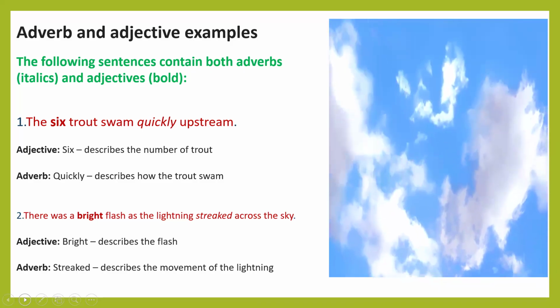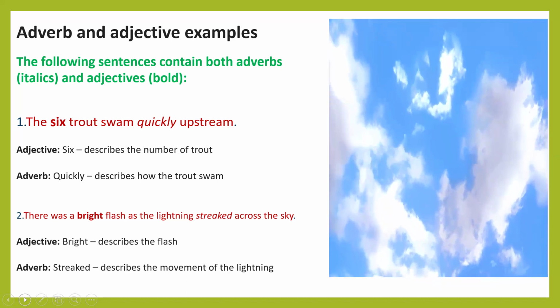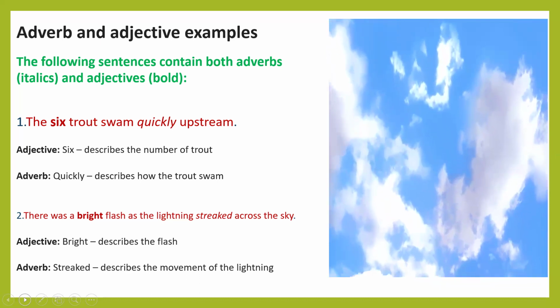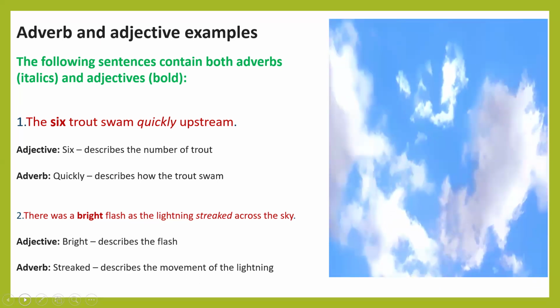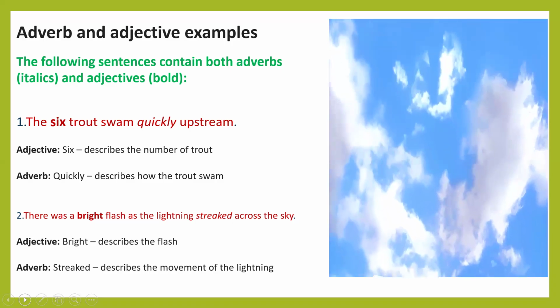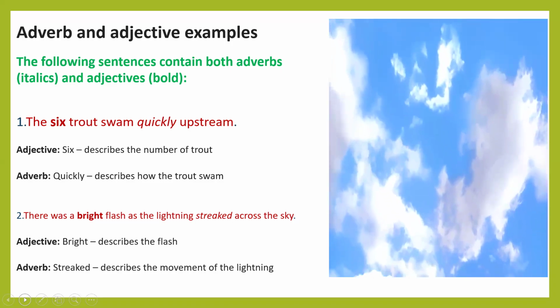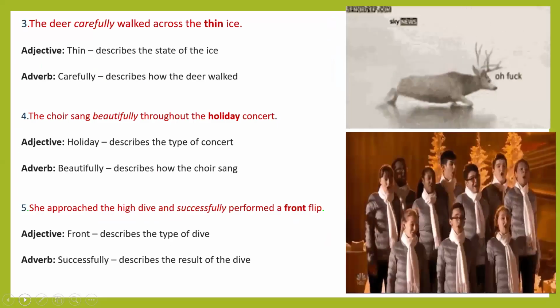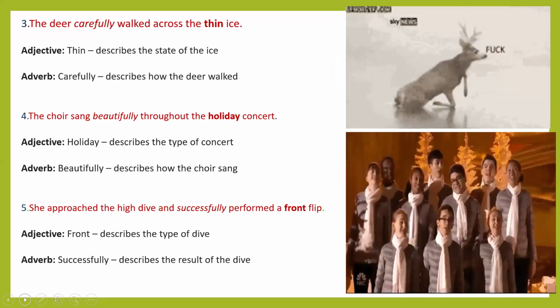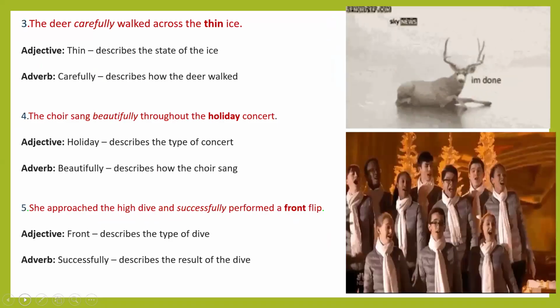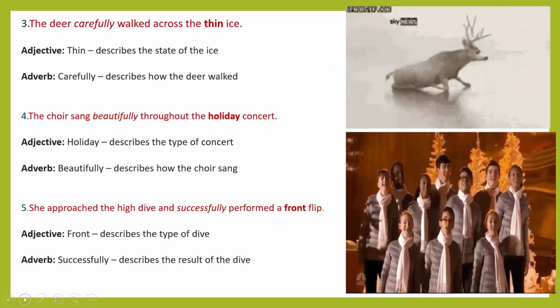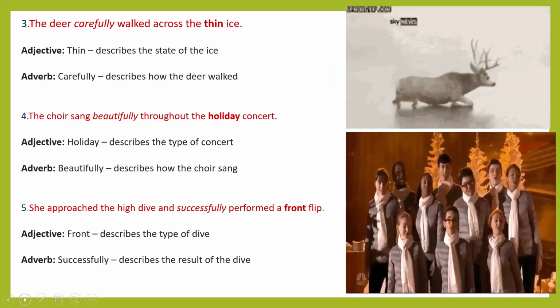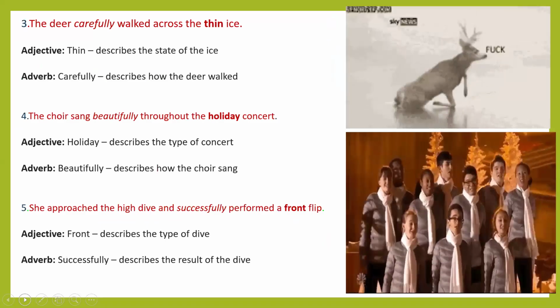The second example is: there was a bright flash as the lightning streaked across the sky. The adjective bright describes the flash. The adverb streaked describes the movement of the lightning. The third example is: the deer carefully walked across the thin ice. Thin is an adjective describing the state of the ice. The adverb carefully describes how the deer walked.